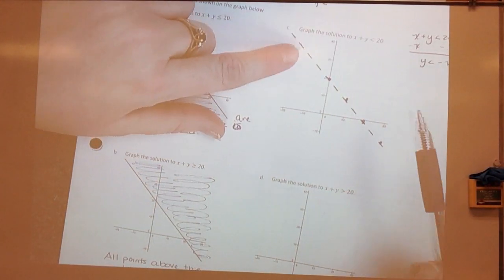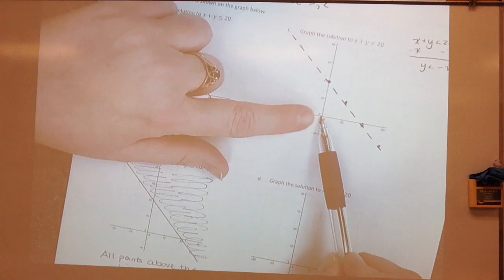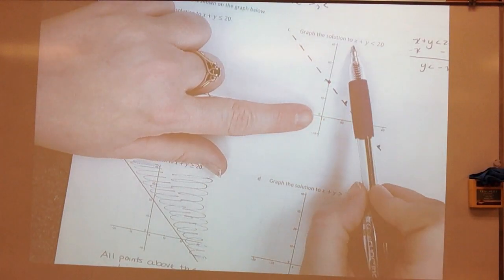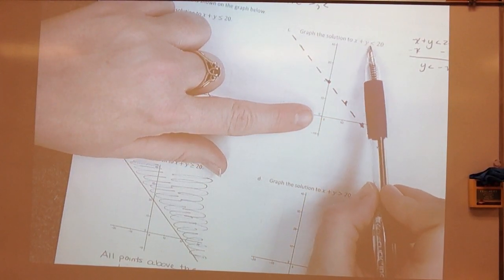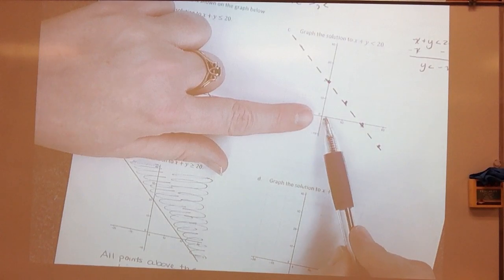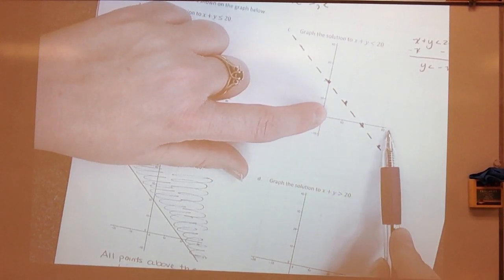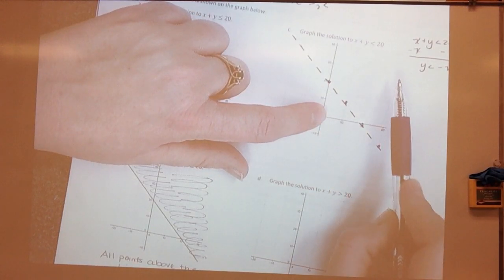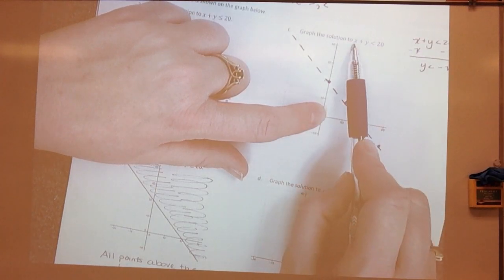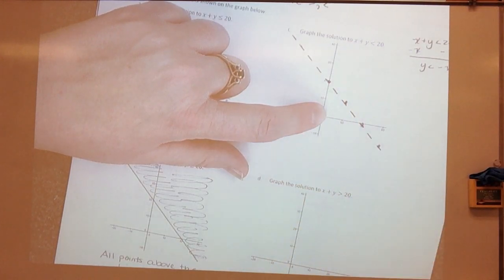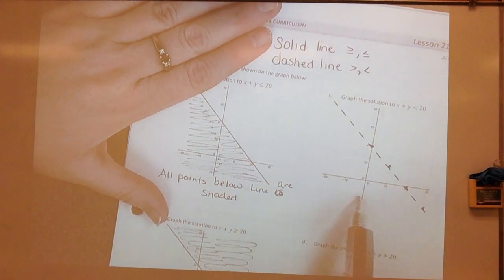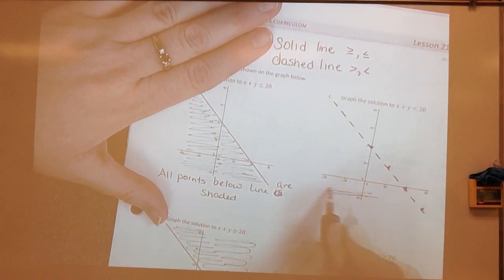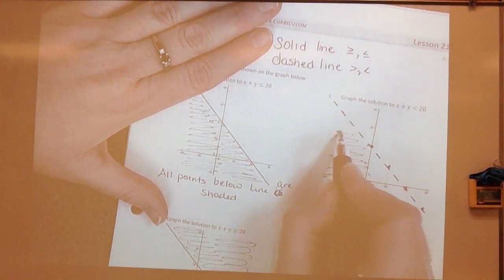So let's put in a point. Let's put 0 in. 0 plus 0 is 0. Is that less than 20? That does work. Let's look at 30, 20. 30 plus 20 is 50. Is that less than 20? It is not. So now I'm going to shade everything below.